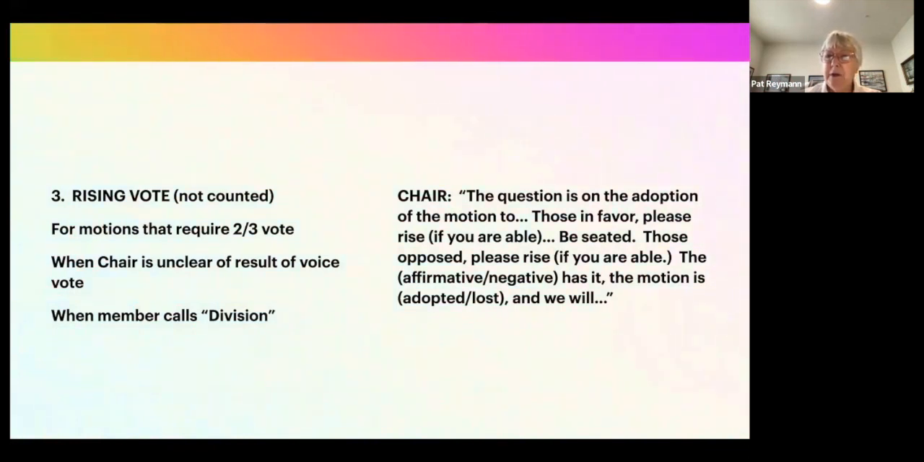Okay, so after those in favor, please rise if you are able, the chair looks it over. Be seated. Those opposed, please rise if you're able. Be seated. The affirmative or negative has it. The motion is adopted or lost. Again, this is just using eyesight as your gauge for judging which side has it.